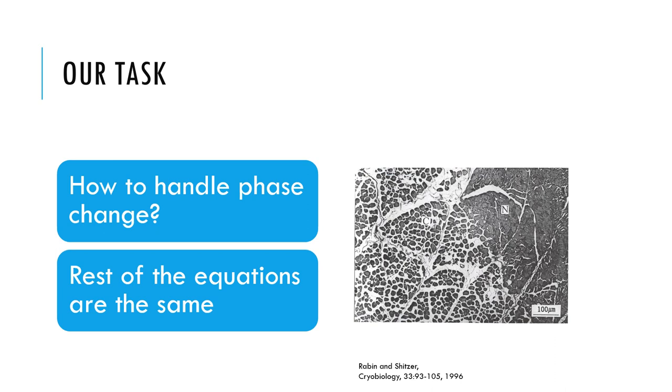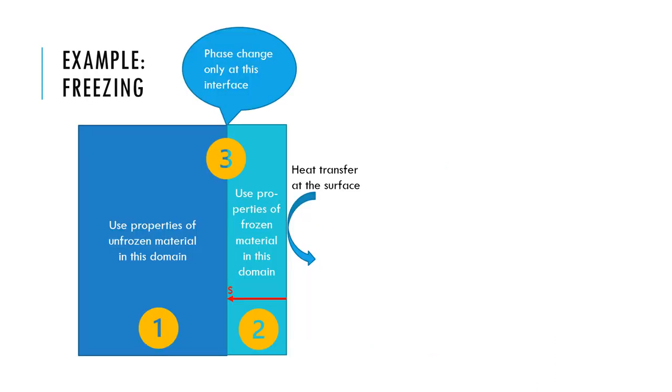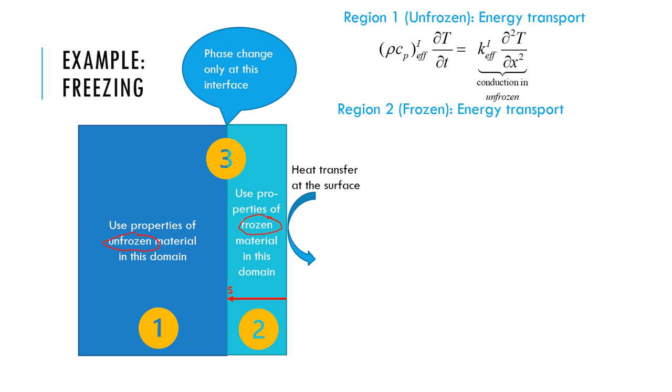So as applied to this freezing example, again from literature, in the frozen region we just use the heat conduction equation for the frozen part. And then for the unfrozen part, we also use the heat conduction equation. It's where freezing is taking place that we have to do something new. So in this schematic for the freezing process, we have the unfrozen region, the frozen region, and then the interface.